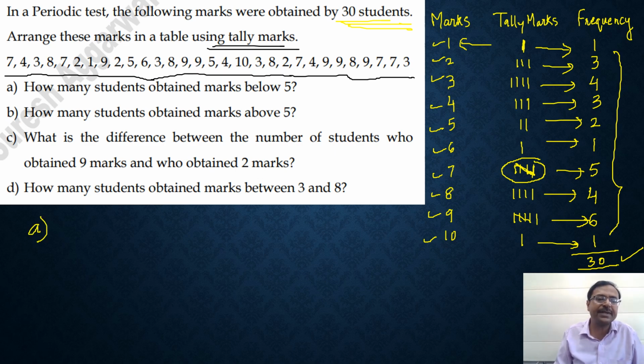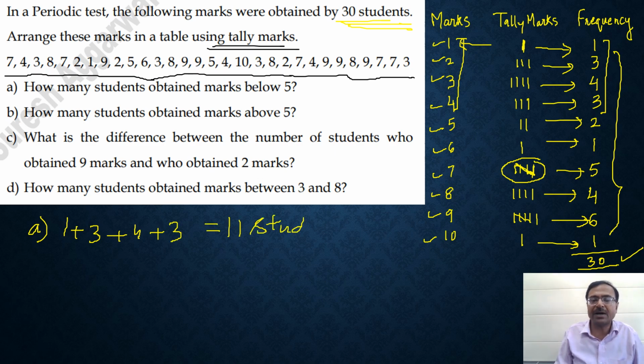Look at the first question there. How many students obtained marks below 5? Below 5 means marks from 1 to 4. So you just have to add these 4 values: 1 plus 3 plus 4 plus 3. That means there are 11 students who scored marks below 5. Likewise, it becomes so easy to interpret the questions and analyze the data by putting it in the form of tally marks and frequency table. I'm sure you're going to answer all those questions.